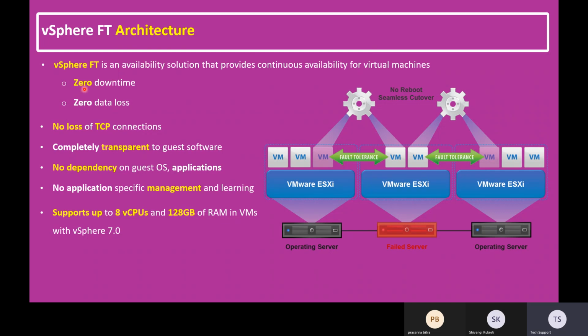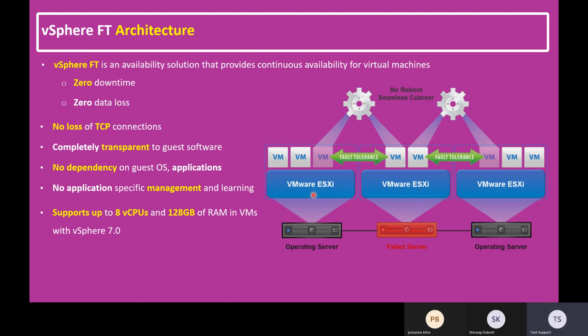And this is the max limit. If you want to enable FT at the virtual machine level, it supports a maximum of 8 CPUs and 128 GB memory. If your VM is running more than 128 GB memory, the FT feature will not support it. Now if you see the architecture diagram, for FT enablement we require a minimum of 2 ESX hosts, and the recommendation is at least 3 ESX hosts. Minimum is 2, my recommendation is 3 ESX hosts.